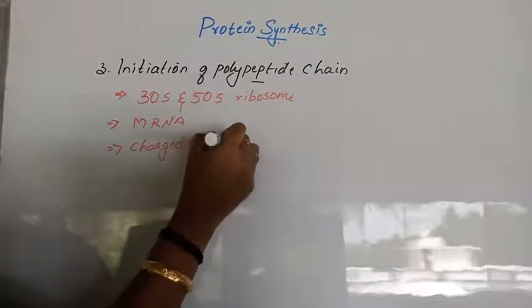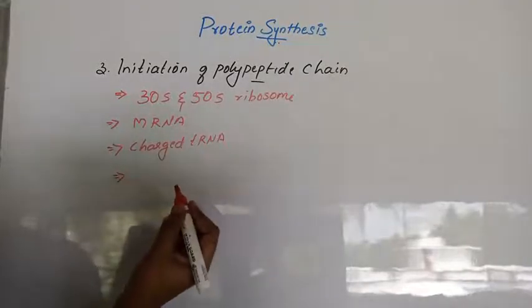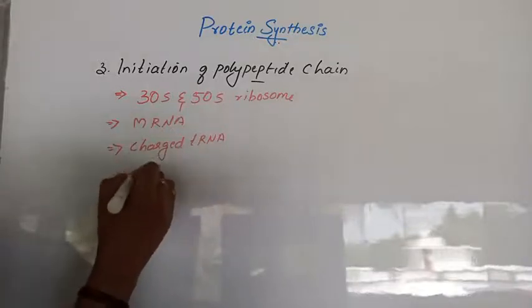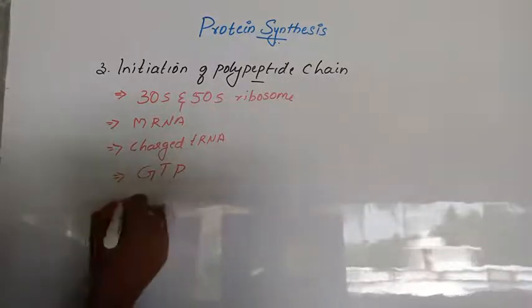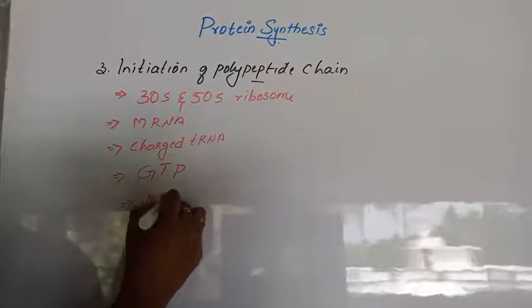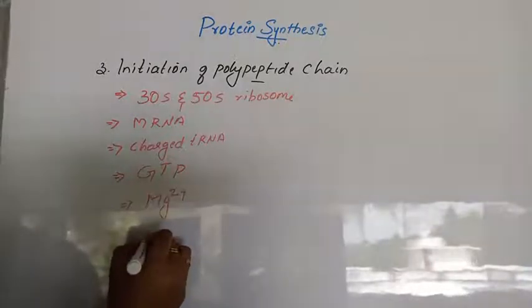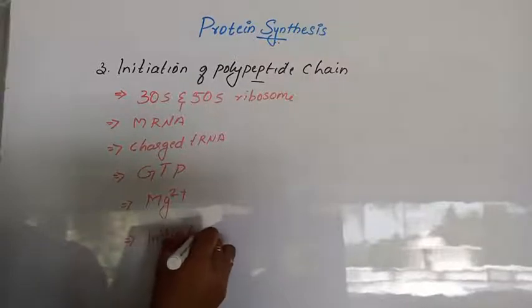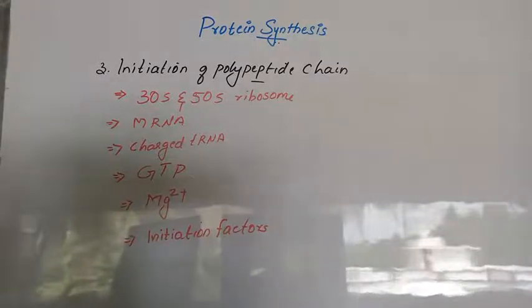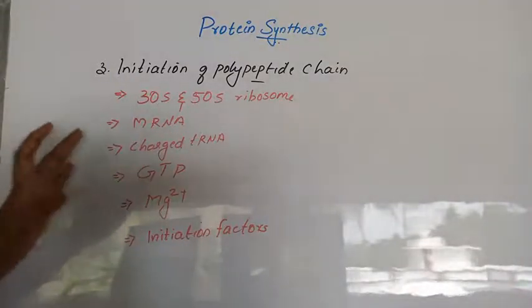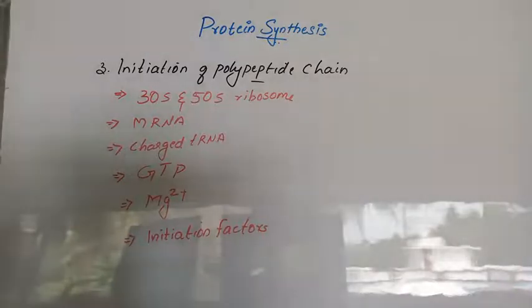Then what else does it require? Ribosome is there, mRNA, charged tRNA. Then an energy molecule, in the form of GTP. Then a cofactor is required, magnesium. Then it requires some initiation factors. So what are the machineries? 30S and 50S ribosome, mRNA, charged tRNA, GTP, that is the energy molecule guanosine triphosphate, then magnesium as cofactor, and finally the initiation factors.